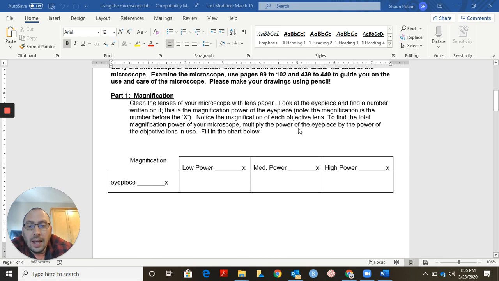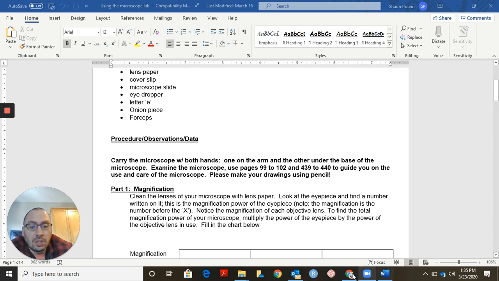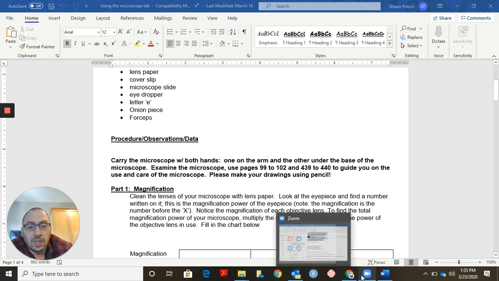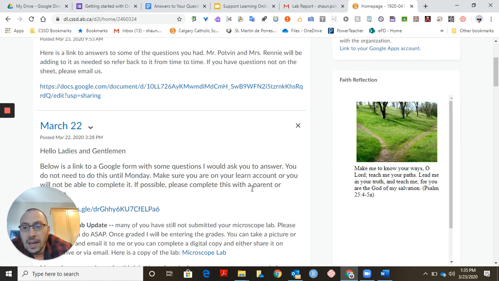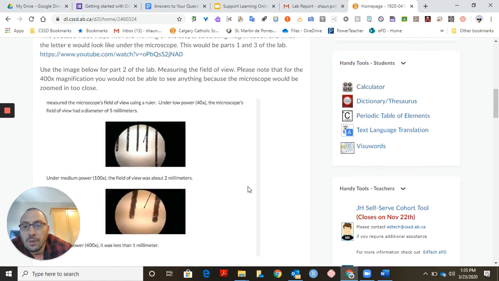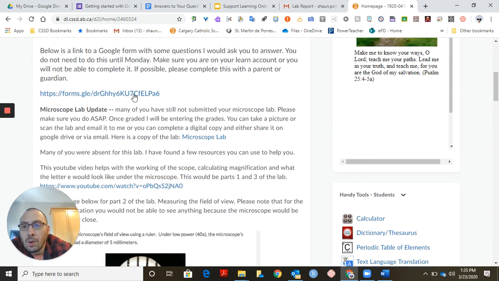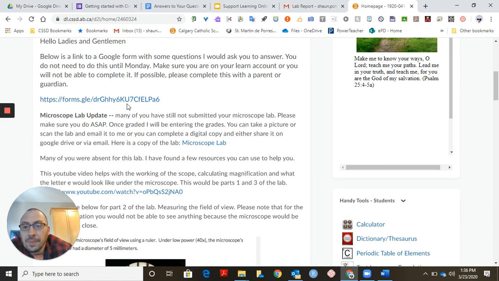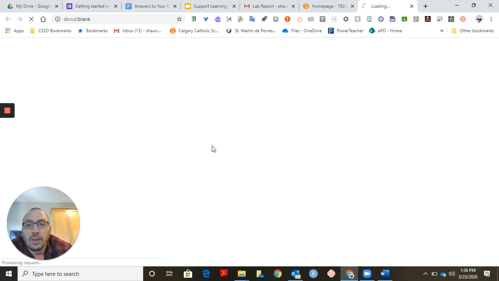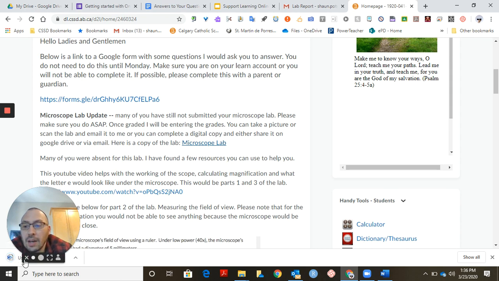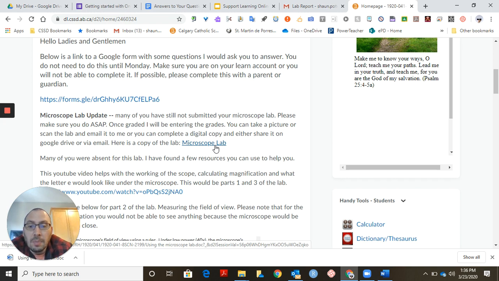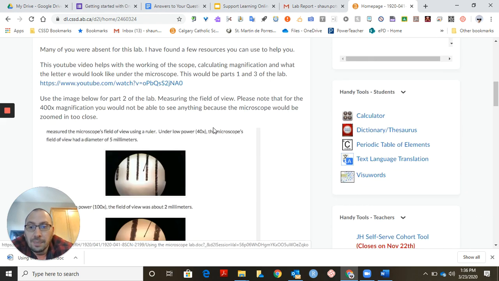So first off, here is the lab. Okay, I do have a copy of it on D2L. I'll just go right to my D2L page here, and you can access the lab on D2L. You go down to yesterday's post, March 22nd. You can access the lab right here, where it says Microscope Lab. You hit enter, and it should download onto your computer or open up. But you can do it online. You can type it all up and just type in the answers, send it to me. As far as all the diagrams go, you can just sketch the diagrams. I'm going to be very easy on this.